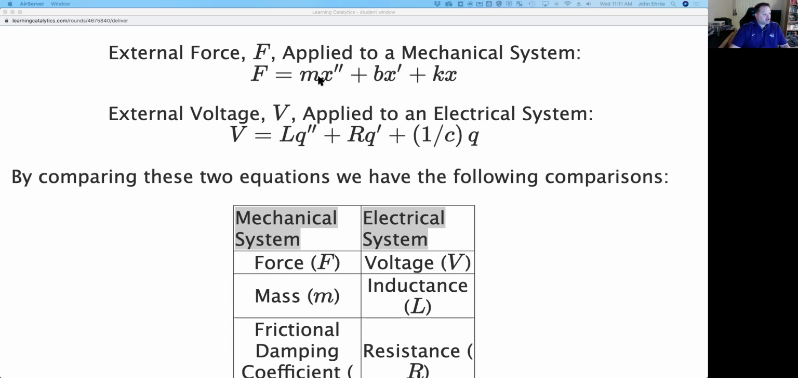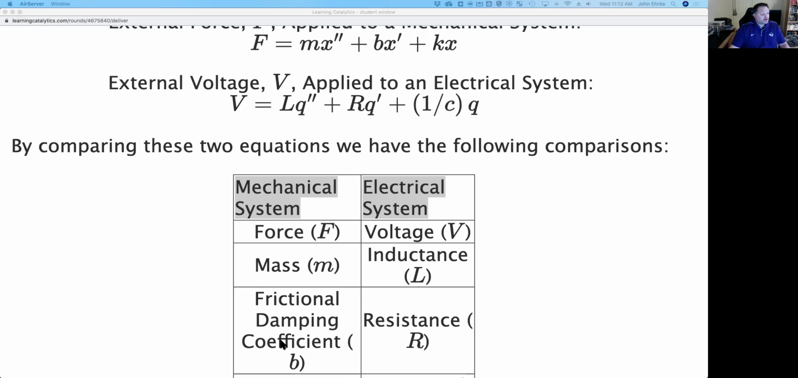The mass of a spring is somehow related to the inductance of a circuit. So the mass of a spring acts like the coil of a circuit. Physically, they're completely different, but mathematically, they're completely analogous.